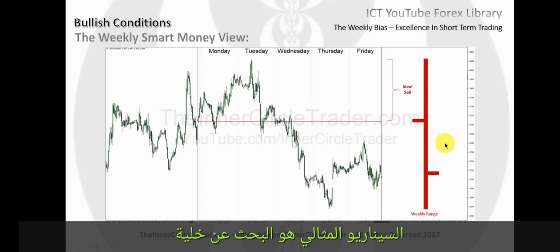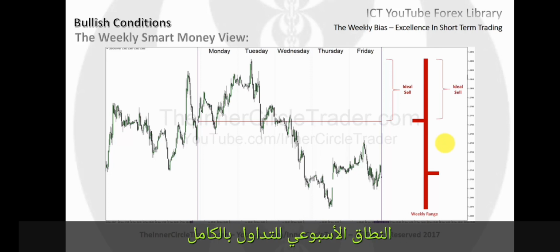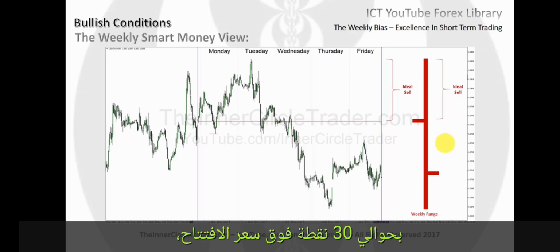The ideal scenario is to look for a sell above that opening price. As a day trader, you could be focusing in on that, and or as a short-term trader or swing trader, you can use the weekly candle or weekly range to trade entirely off of that and not even look at an intraday chart, not even a daily chart. You can take these types of trades and again, look for that same scenario, wait for it to trade about 30 pips above the opening price.